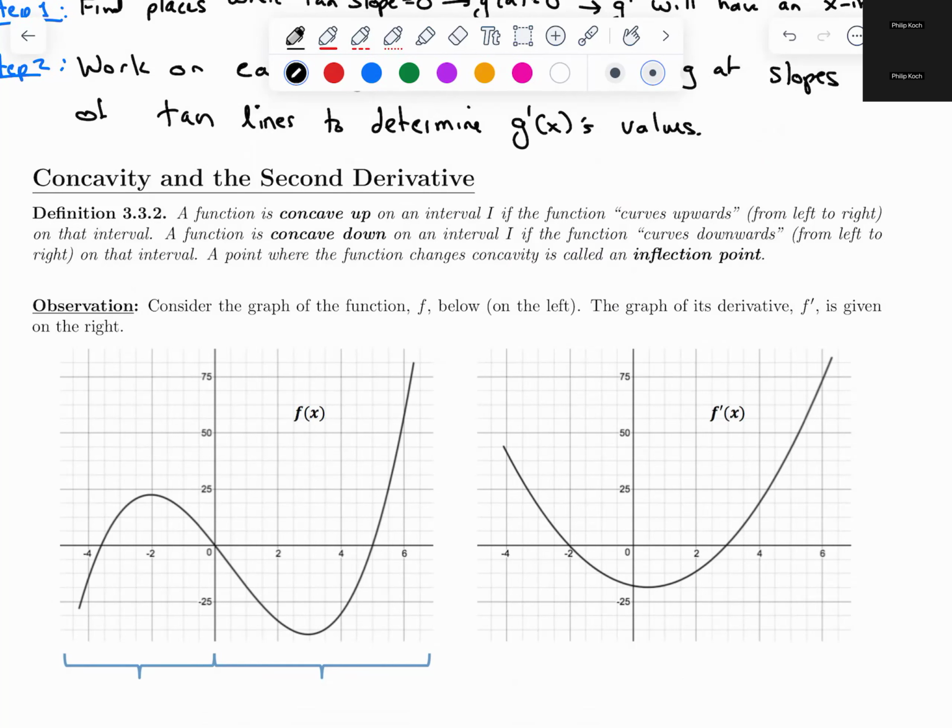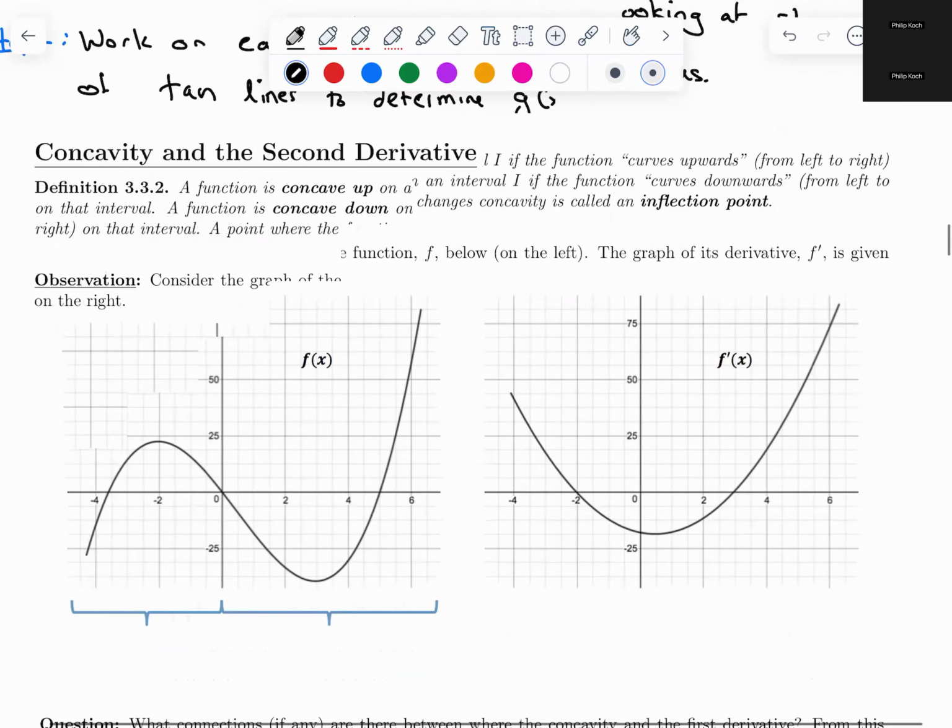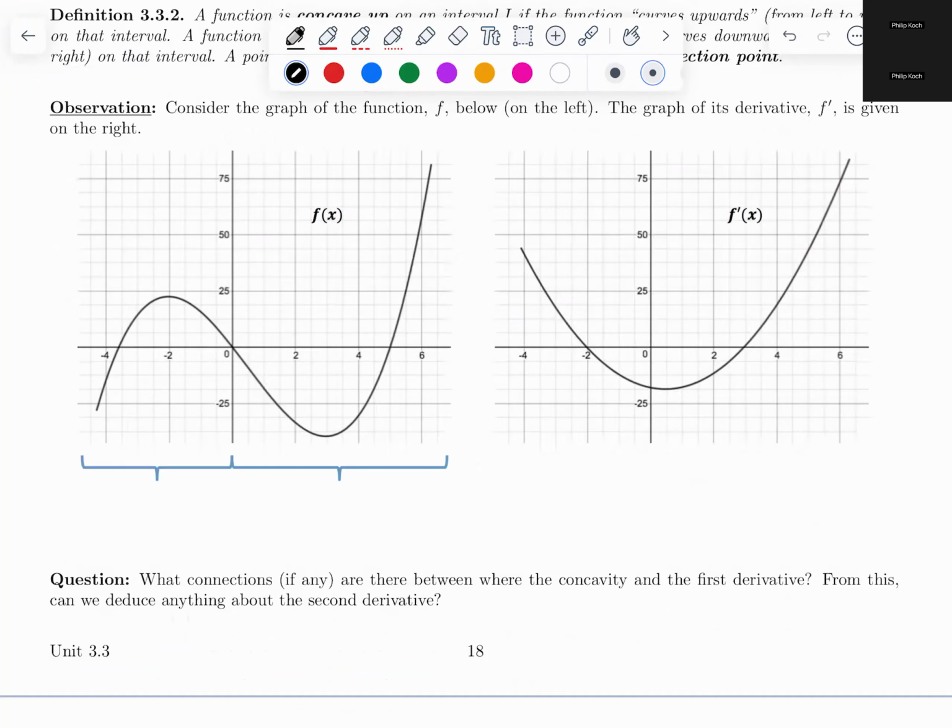And so what we're going to do is look at this graph to maybe discover something about the connection between a function and its derivative and its second derivative. So between here and here, which I'm going to highlight in red, from here until about 0, it's concave down.